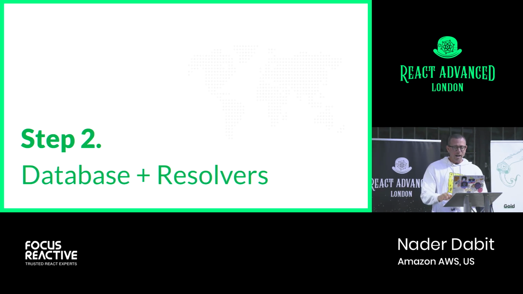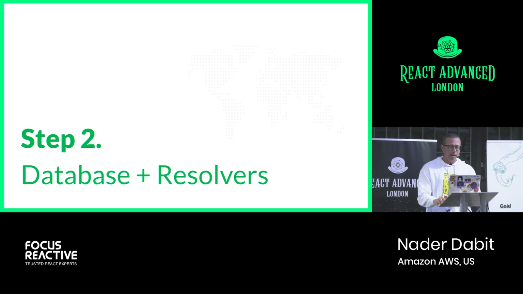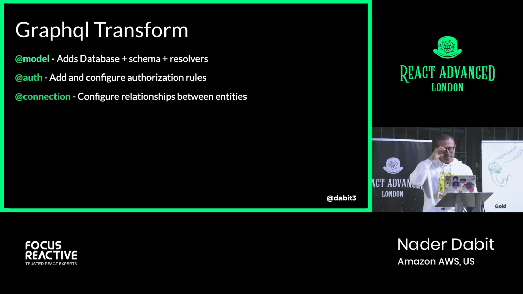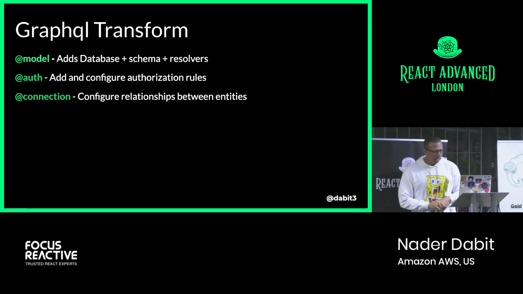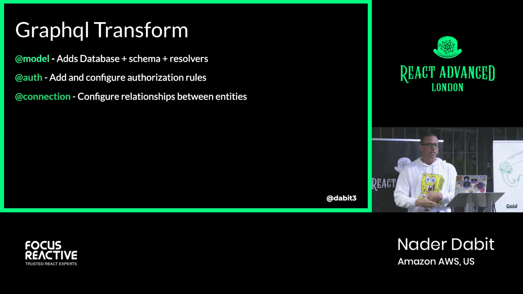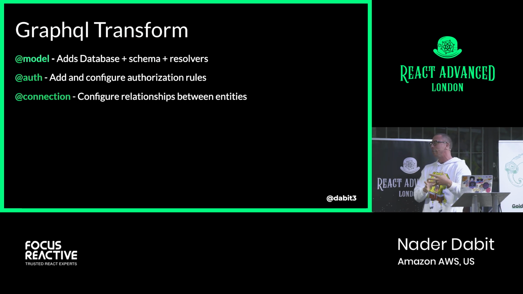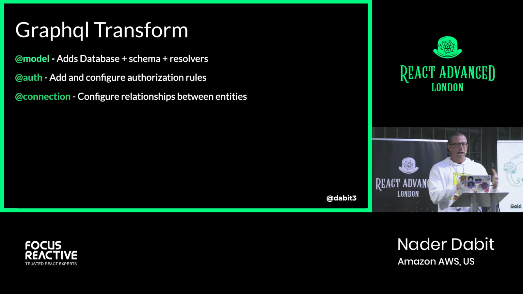So after we model the data, we need to then create the database and the resolvers that map to the schema that we just created. And for me, since I'm using AppSync, I can use this GraphQL transform library. If you're using Hasura, there's something similar to this that allows you to create all of these backend resources using some pretty base types. But for AppSync, we have this @model directive that allows you to take a base type and add all of the different CRUD operations schema to it. It also adds a database, and it adds the resolvers that map between the schema and the database.